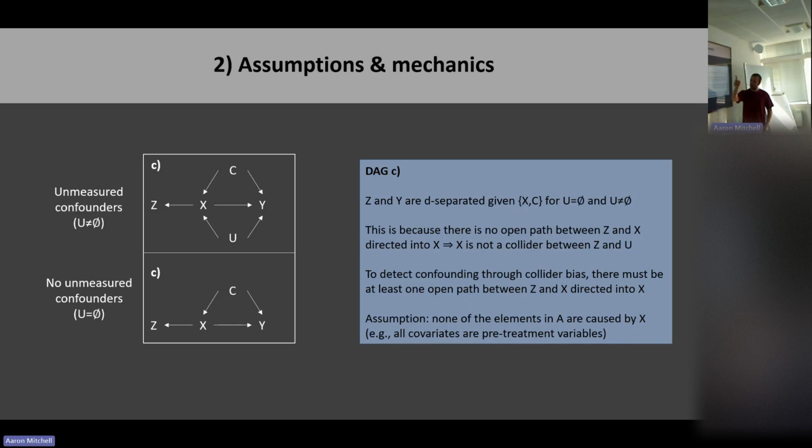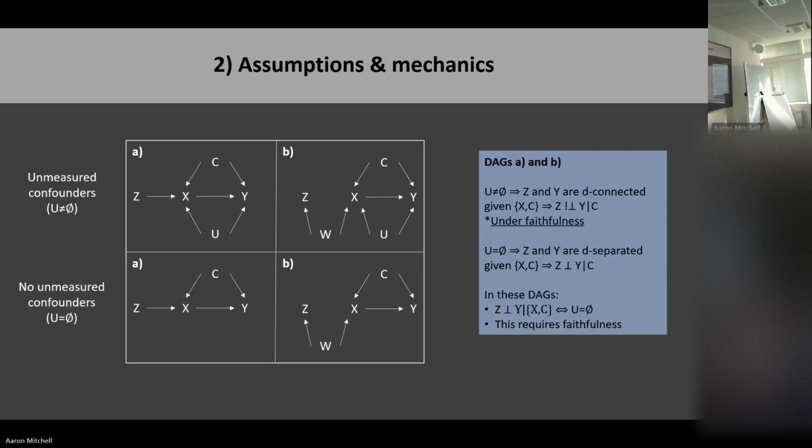Question: are Z and Y d-connected given X and C in the top DAG? No, they are not, because X is no longer a collider between Z and U. What is the difference between this DAG and this DAG?